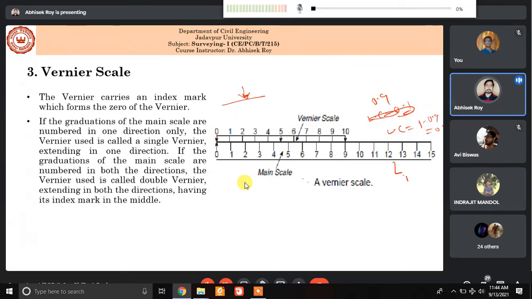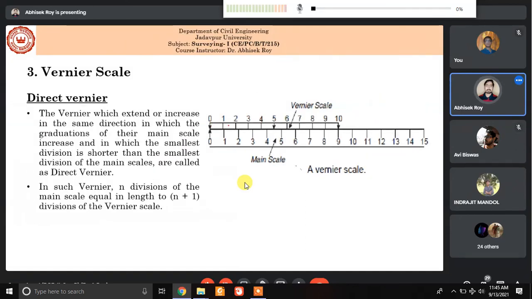Now you can see the vernier 0 will act as an index. Index means a pointer that will denote the data which has been already crossed. Suppose it is in between main scale 3 and 4. So already 3 millimeter is crossed, but 4 millimeter is not reached. So that is why it is called index or pointing finger. You can think of it like a pointing finger. This will be the vernier 0.